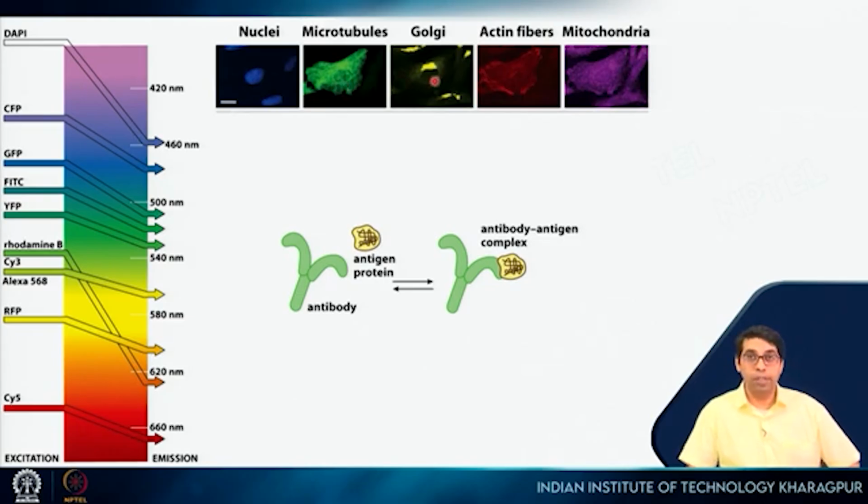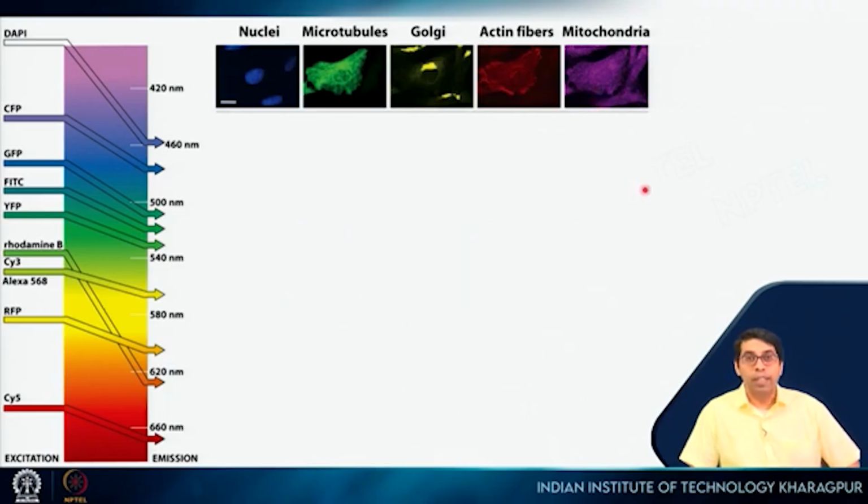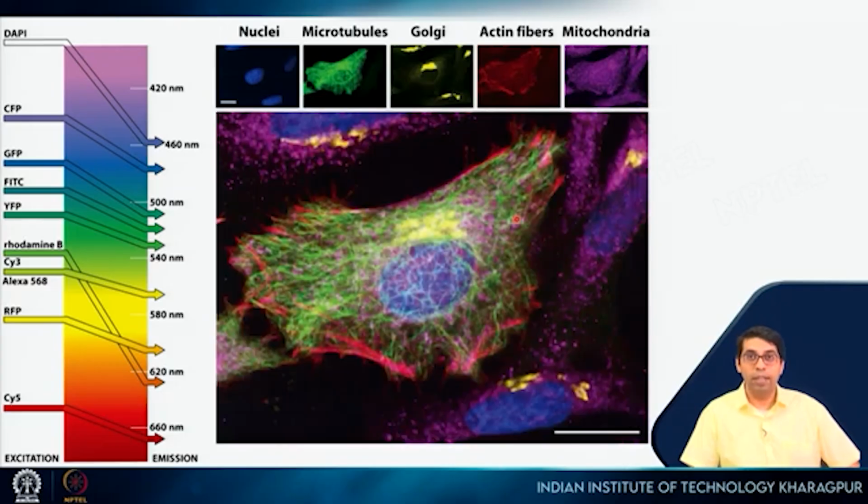Similarly, we can use antibodies against Golgi, actin fibers and the mitochondria. And we can conjugate dyes which are of different colors. So, using blue color we can see the nuclei, using green color emission we can see the mitochondria, Golgi is yellow, actin fibers in red and mitochondria in purple, right. Then what we can do is we can superimpose all these images to see how they are localized relative to each other, and the resulting image will be something like this.